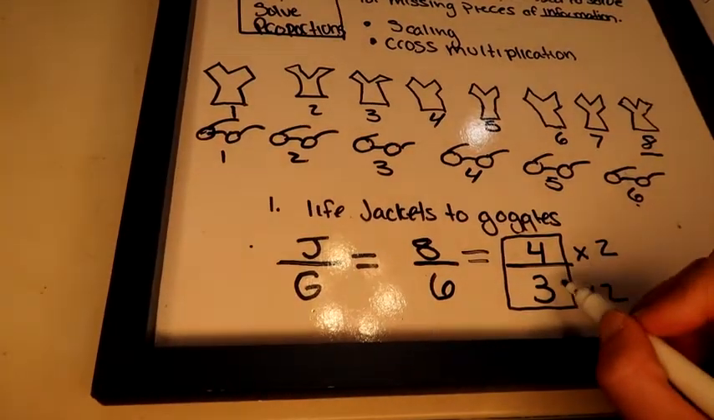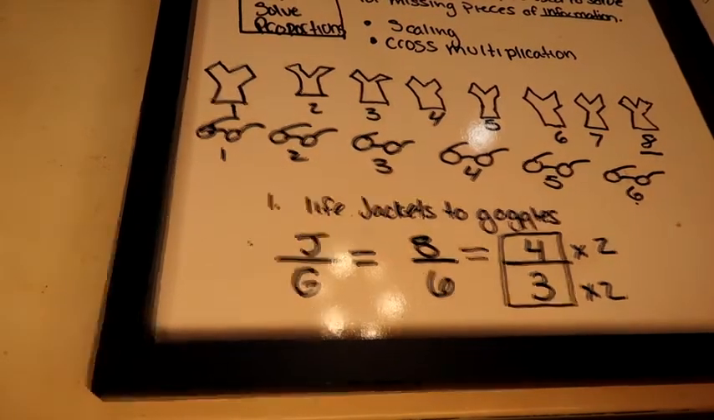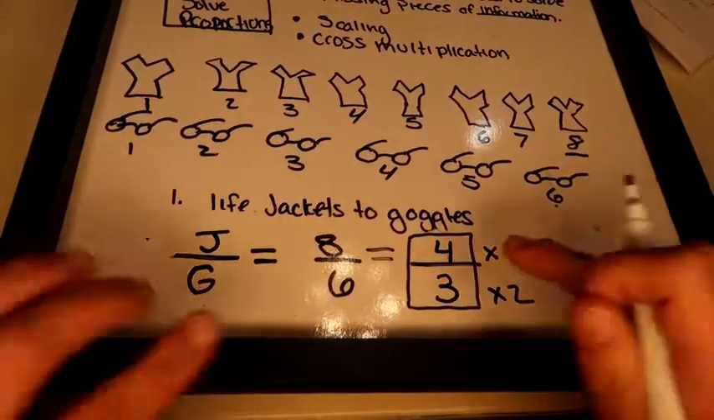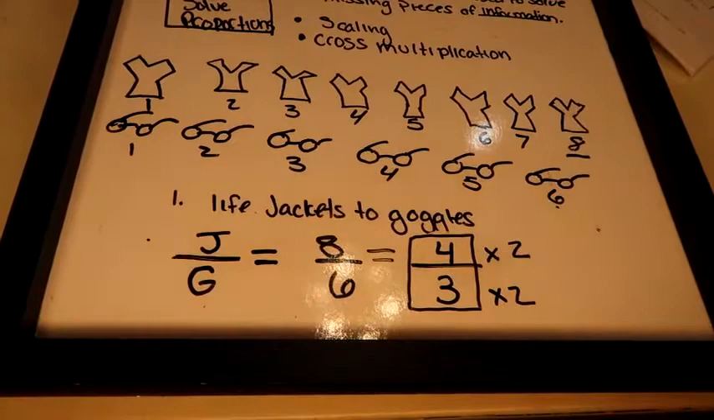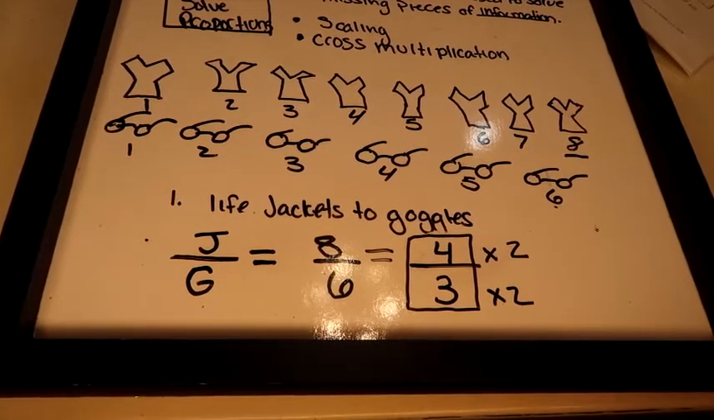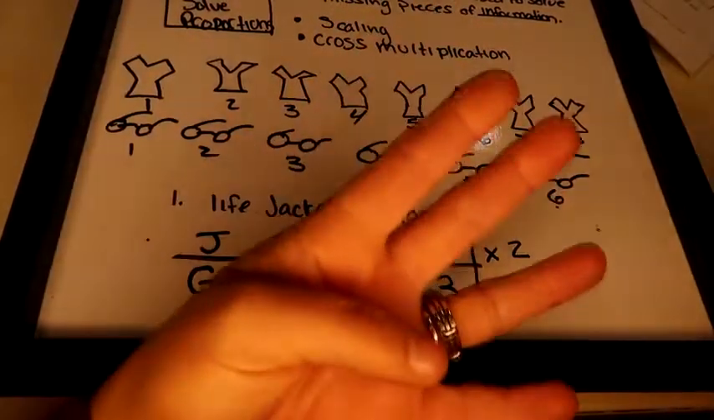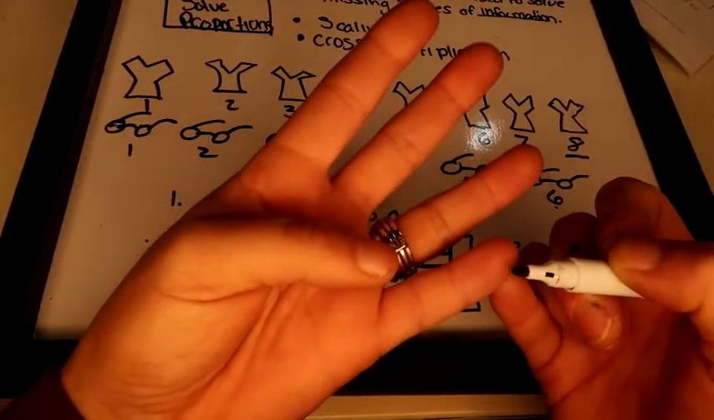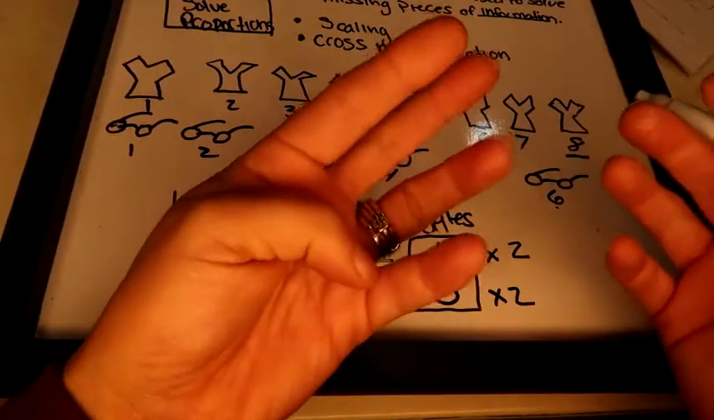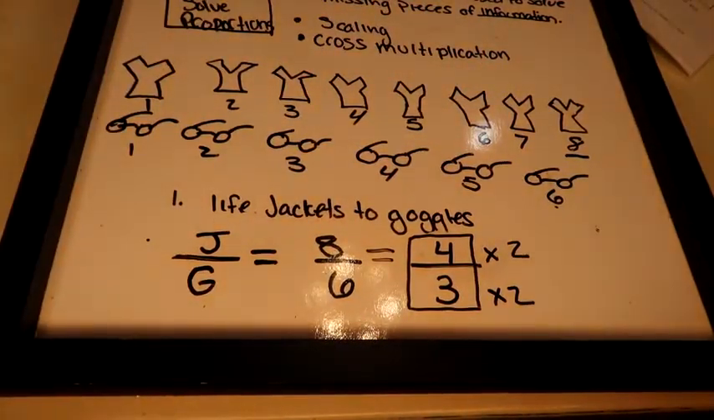So for every 3 pairs of goggles, you're going to have 4 jackets. I'll say that again. For every 3 pairs of goggles, you're going to have 4 jackets. Or we could say for every 4 jackets, you are going to have 3 goggles. So if you have 4 friends, he's going to get a jacket, she'll get a jacket, he'll get a jacket, she'll get a jacket, but only these 3 up here are going to get goggles. I know, so not fair.